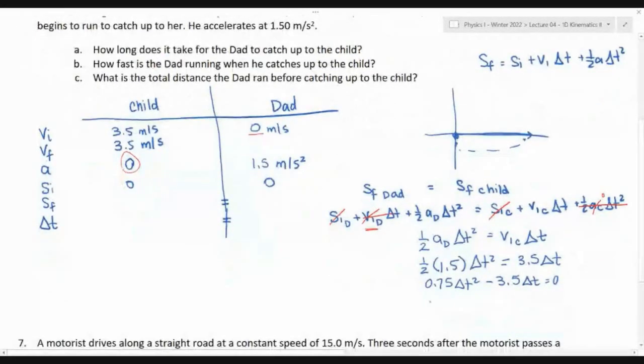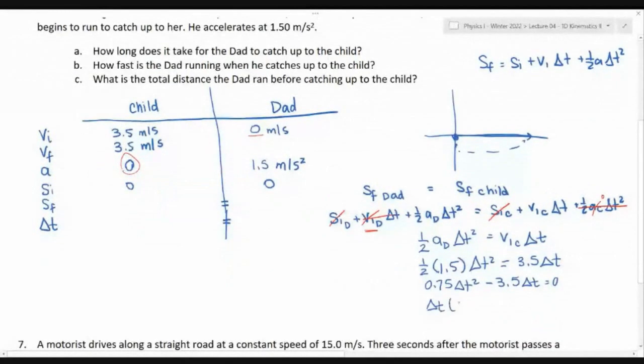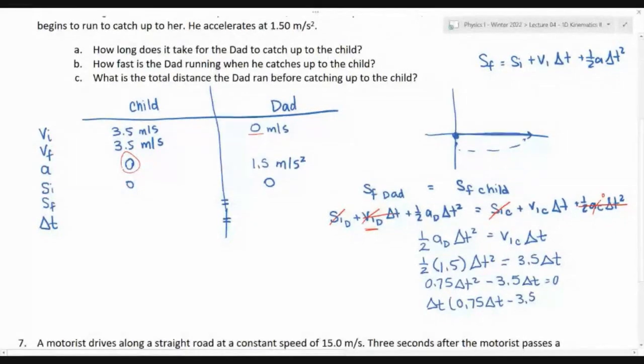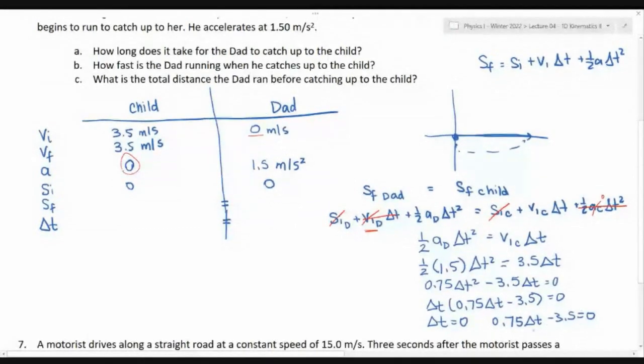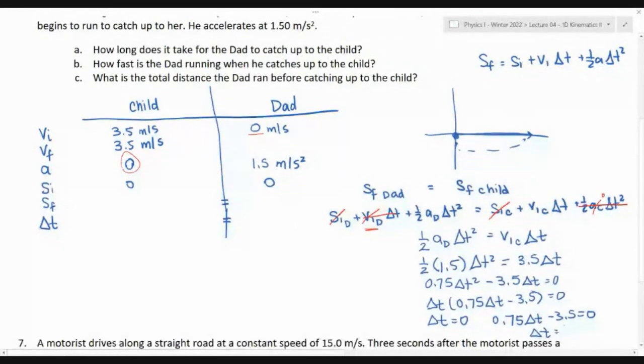I can factor out a delta t, and I'm left with 0.75 delta t minus 3.5 equals 0. And now I can solve for delta t. Delta t equals 0, or 0.75 delta t minus 3.5 equals 0. Then I can solve for my delta t here. So it equals 3.5 divided by 0.75, which is 4.66.